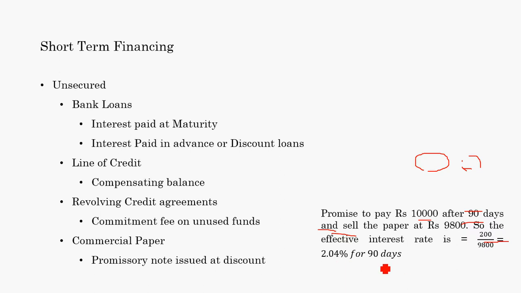So these are the different sources of unsecured loans that a company can use. Next, we are going to look at some secured forms of short-term financing. The first thing is using accounts receivable as collateral.